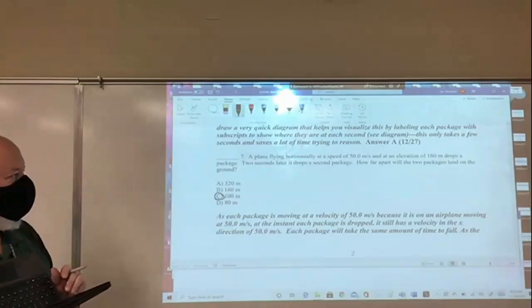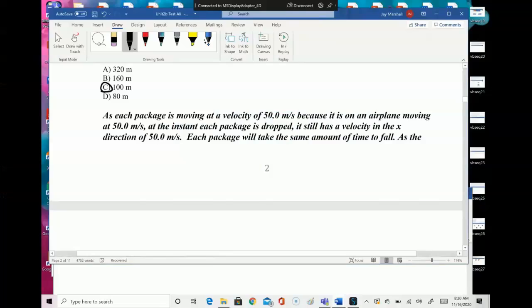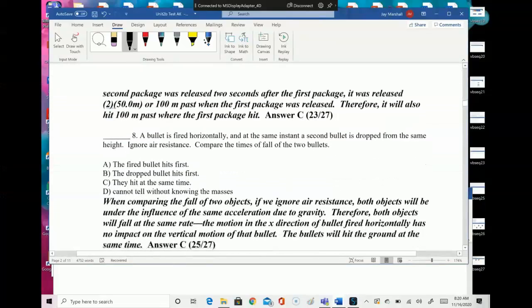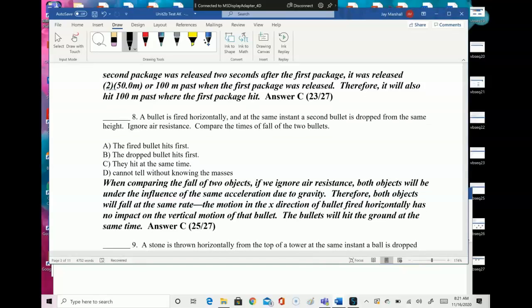Right? And then the second package will follow this. Okay, so it doesn't matter how high up they are. The second package was released 2 seconds after the first. It was released 100 meters past where the first package was released. Therefore, it will also land 100 meters past where the first package hit.